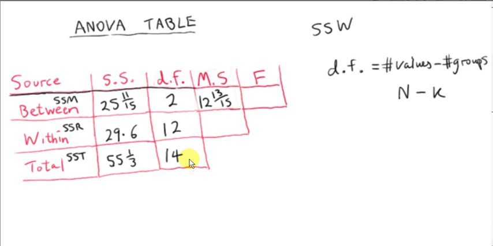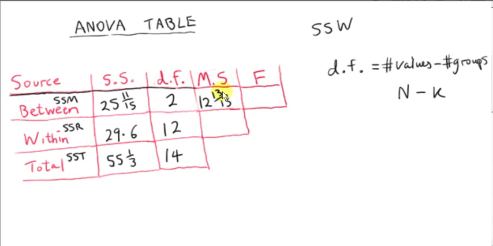So in general, the degrees of freedom for sum of squares total is capital N minus 1. The degrees of freedom for sum of squares between is K minus 1, number of groups minus 1. And this thing here is N minus K. If you add K minus 1 onto N minus K, the K's will cancel and you will be left with N minus 1.